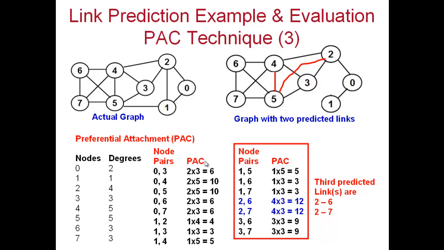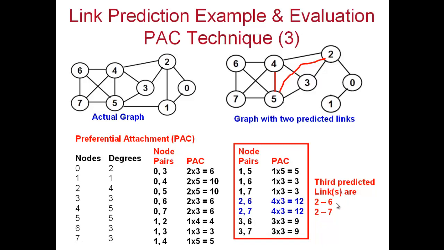So 0, 3 is 2 times 3, 6; 0, 4 is 2 times 5, which is 10; 0, 5 is 2 times 5, also 10, and so on. We keep reevaluating. Now the pair 2, 6 is 4 times 3, which is 12, and 2, 7 is also 4 times 3, which is 12. So 12 is the largest among all the PAC scores, and there's a tie. Two links have the same largest PAC score. So we'll just say both the links are predicted to exist.